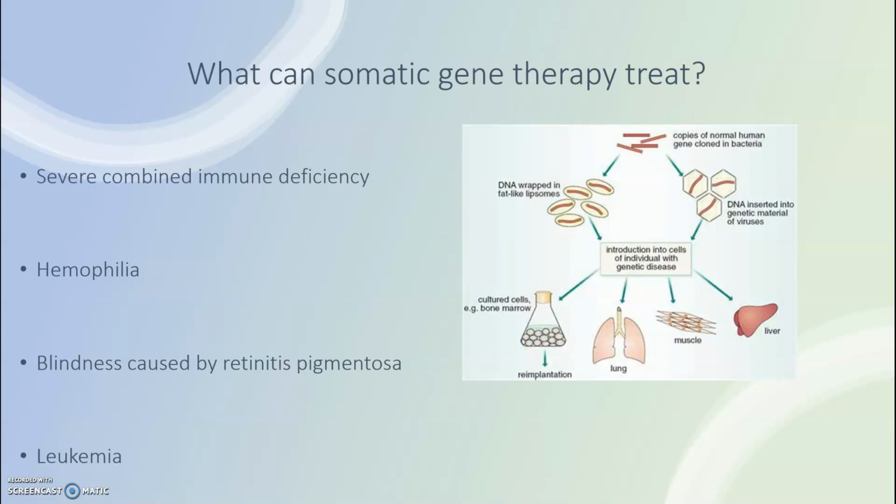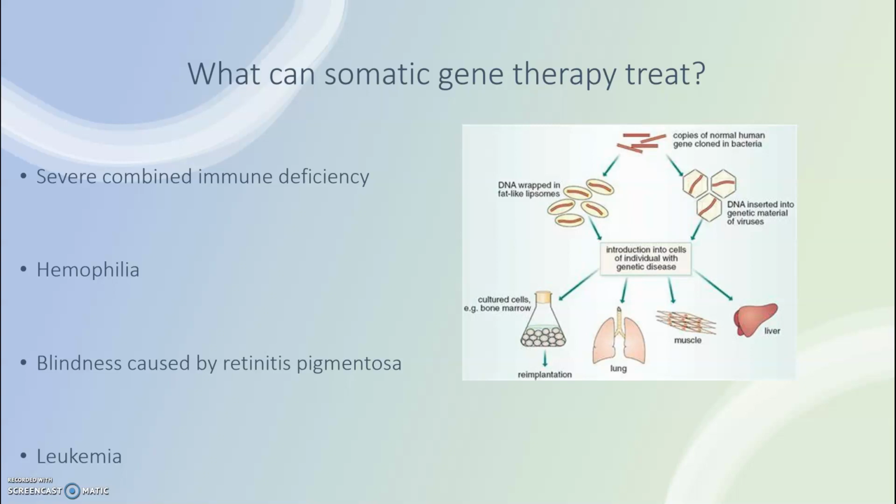What can somatic gene therapy treat? A journal article written at the University of Tennessee Health Science Center showed that somatic gene therapy is able to treat severe combined immune deficiencies, hemophilia, blindness caused by retinitis pigmentosa, and leukemia. In addition to these diseases, somatic gene therapy is also being used to alter tumor cells in the treatment of various types of cancer. Scientists are hoping that further research will lead to more efficient and cost-effective treatment of many different human diseases through gene therapy.